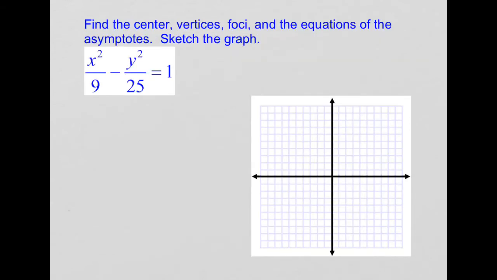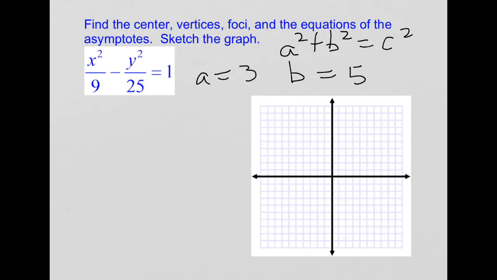Find the center, vertices, foci, and the equations of the asymptotes. Sketch the graph. A reminder that to find our missing values, either a, b, or c, we're going to use the equation a squared plus b squared equals c squared. From our problem, we know that a equals 3 and b equals 5 because this is a horizontal hyperbola.